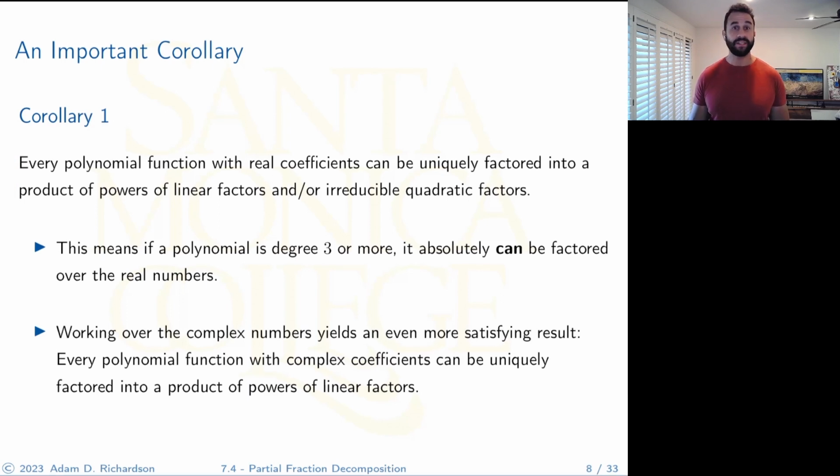Okay, now let me talk about it a little bit here. What this corollary says, what the fundamental theorem of algebra gives you, is that if you've got a polynomial that's degree 3 or more, it absolutely can be factored over the real numbers. You can factor it and your coefficients and your terms will all be real numbers. This is a critical result.